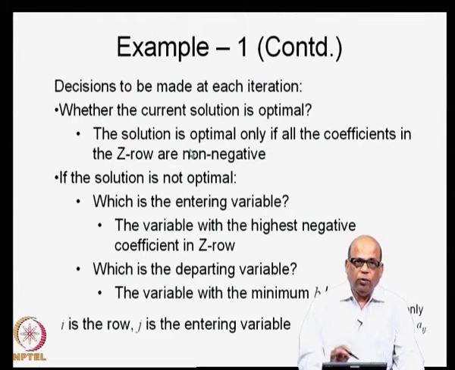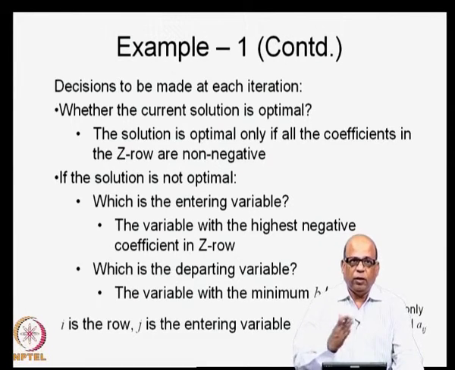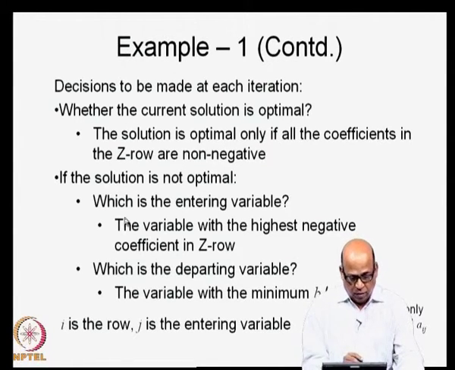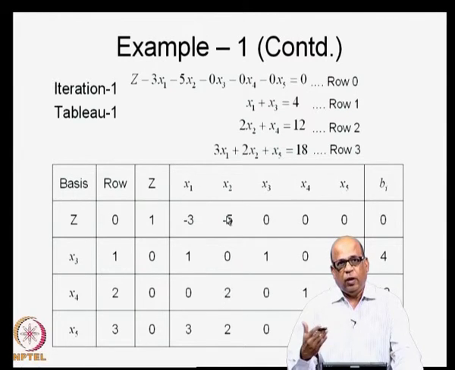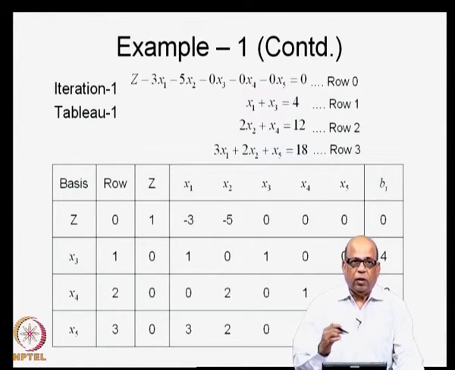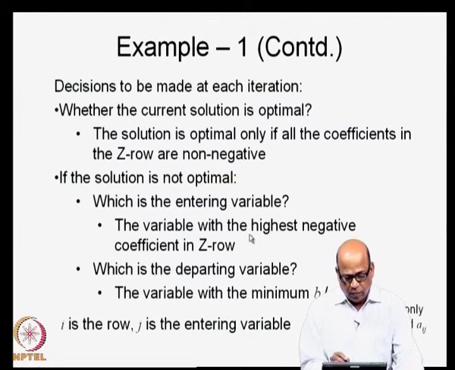Then, if the solution is not optimal, we have to identify which variable has to enter the basis. It is not currently in the basis, and therefore it is a non-basic variable. So, we have to identify the entering variable. As I mentioned in the last class, you look at the coefficients here, -3, -5. You are interested in improving the z value the fastest, and therefore the variable which has the highest negative coefficient will be the entering variable. So, we identify the variable with the highest negative coefficient in the z row as the entering variable.